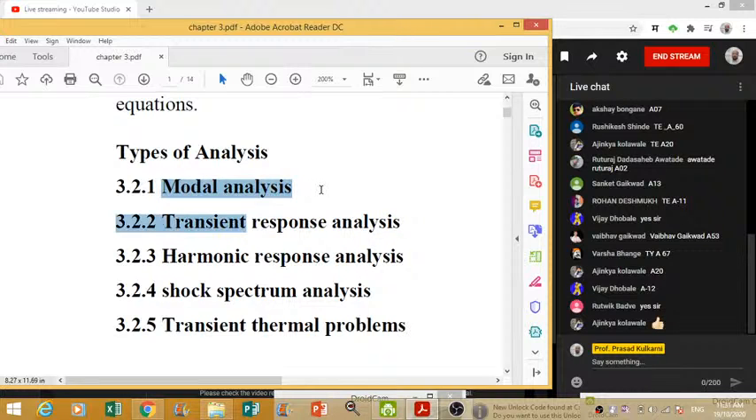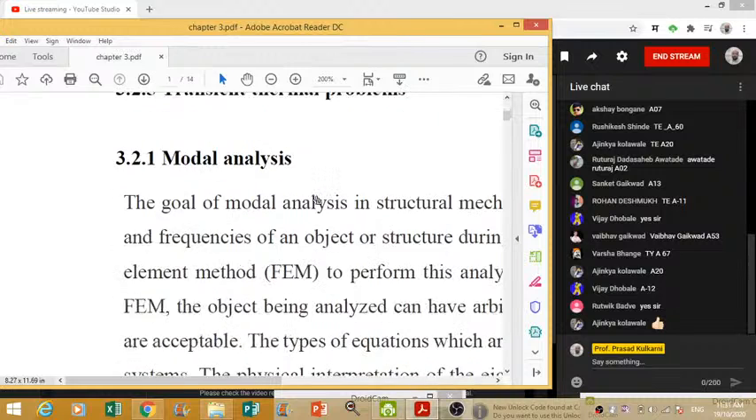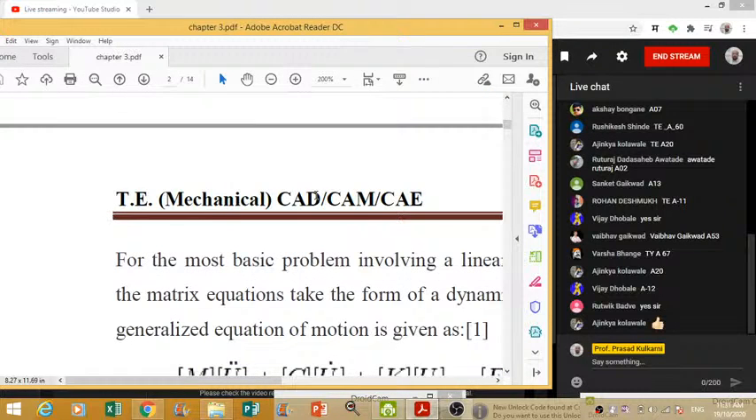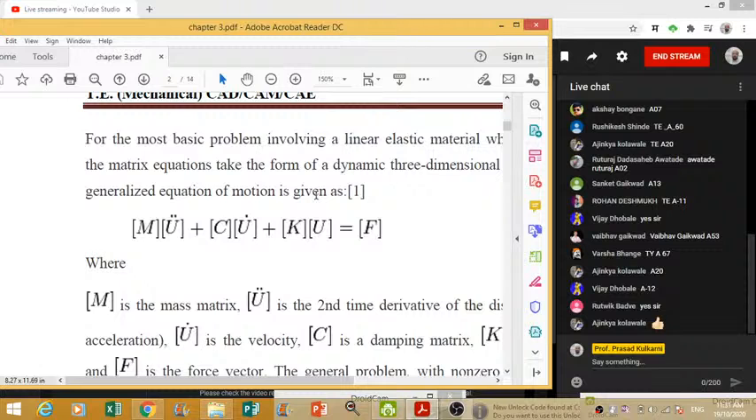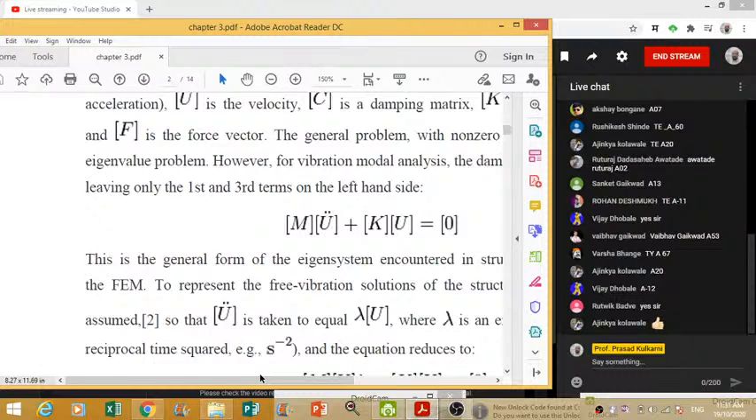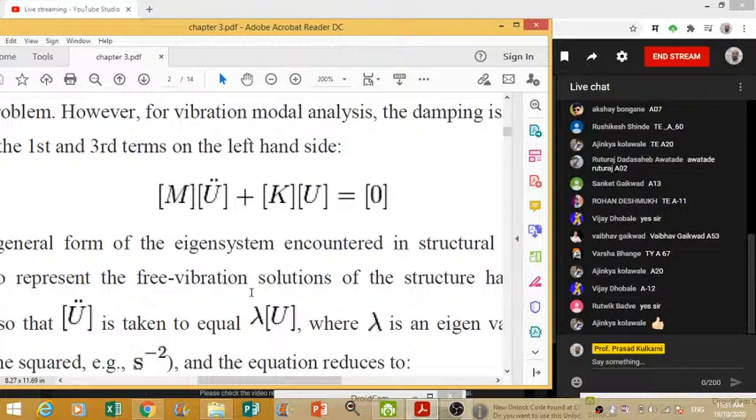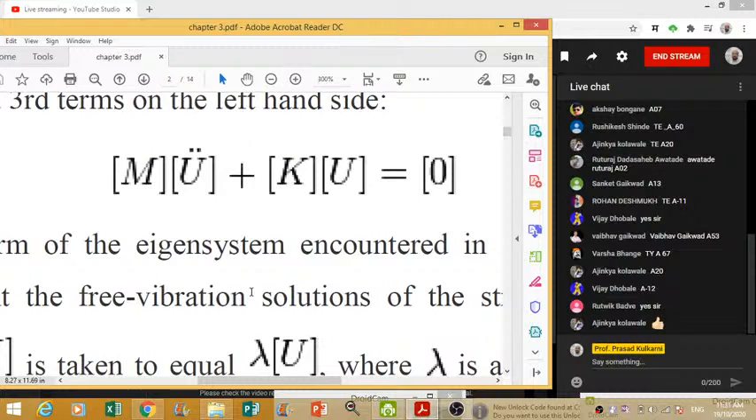And modal analysis has its own governing equation. Now I will show it to you. Directly I will come to the governing equation; this part you can study in the notes itself. Is it visible to you? M u double dot plus k u is equal to 0. Is it visible?